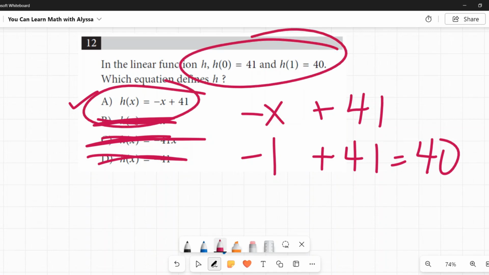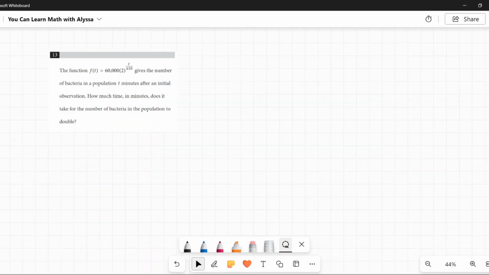A is my answer. Number 13, the function f of t equals 60,000 times 2 to the power of t over 410, gives the number of bacteria in a population t minutes after an initial observation. How much time in minutes does it take for the number of bacteria in the population to double?